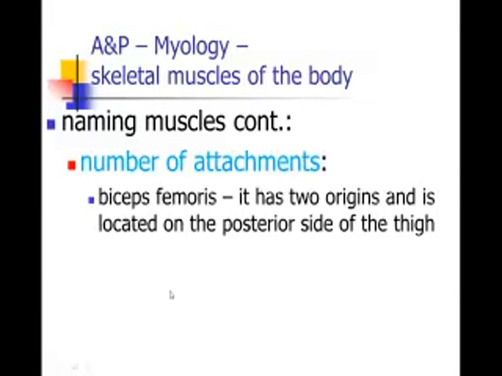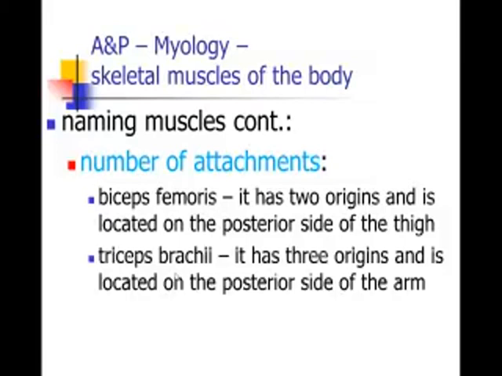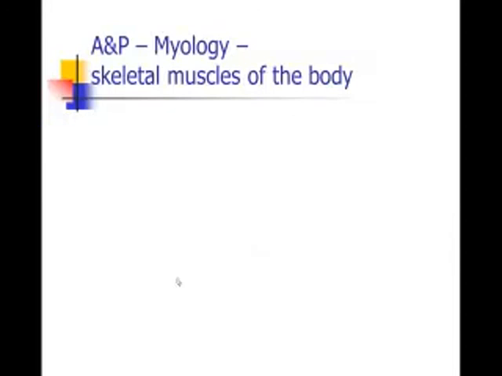Number of attachments. Biceps femoris has 2 origins, and it's in the posterior side of the thigh. It's actually one of the hamstring muscles. Triceps brachii has 3 attachments, right? 3 origins. One is on the infraglenoid tubercle of the scapula, and then it has 2 origins on the humerus.